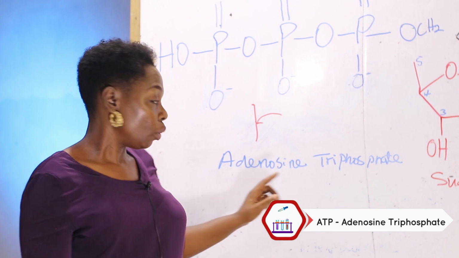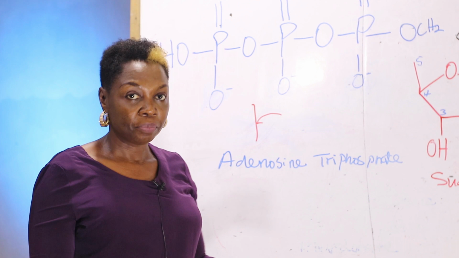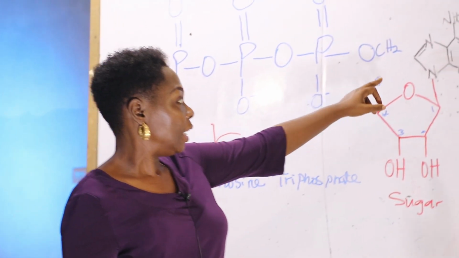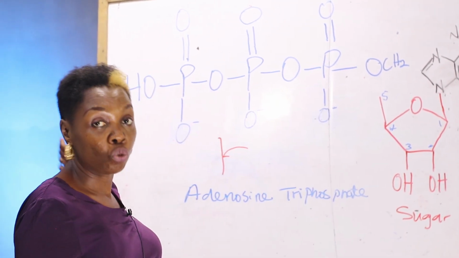ATP is an acronym for the word adenosine triphosphate. It is a nucleotide composed of a nitrogenous base, a sugar molecule, and 3 phosphate groups.